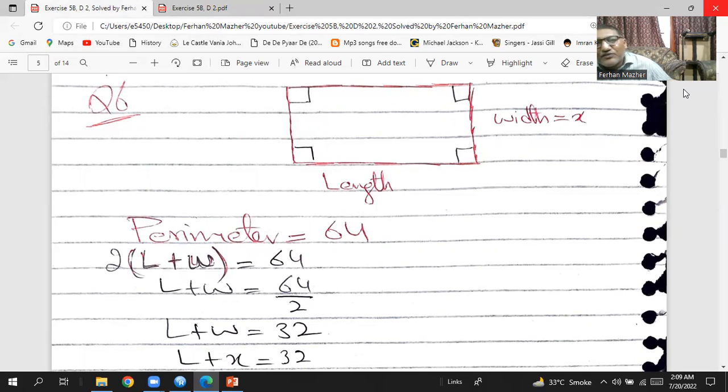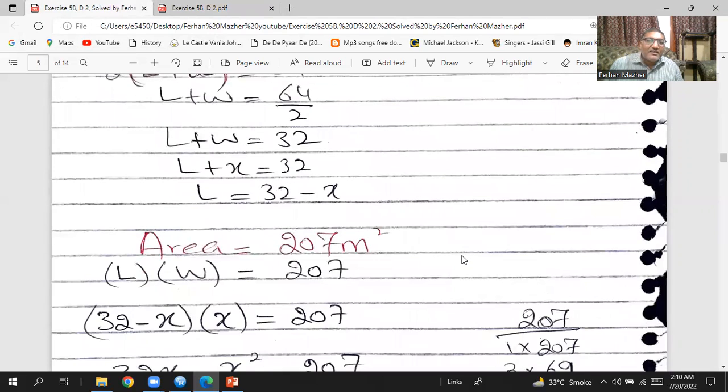So the width we have supposed is x. So length plus x is equal to 32. So the length will be 32 minus x. So it means that the width is x and the length is 32 minus x. Another piece of information they gave us in the question is that the area of the rectangle is 207 meters square.